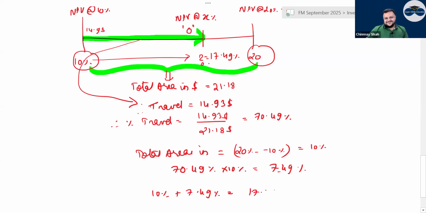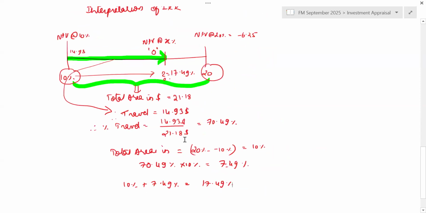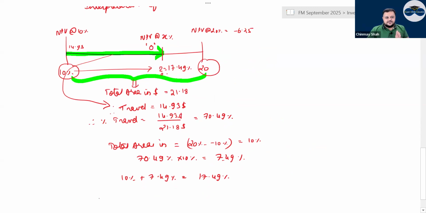Sir, please repeat this a little. Simple. See, from 10% I have to travel. So see, putting it up once again. Sir, from 10% you have to travel, plus, 1 minute, I have to travel 14.93 in dollars.